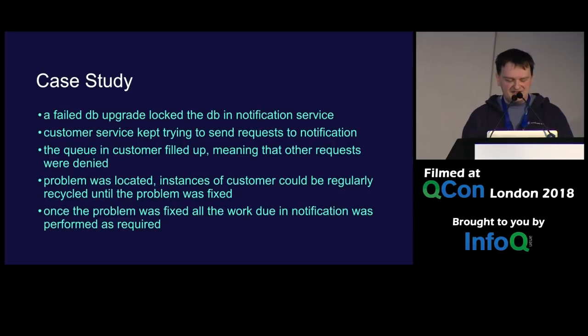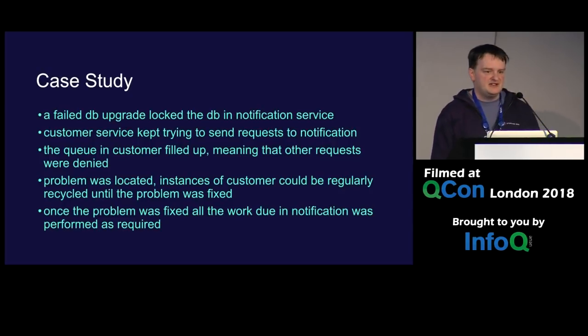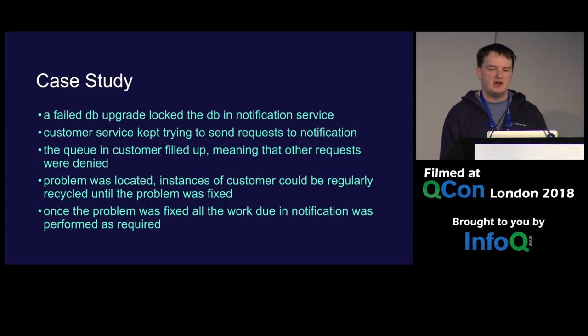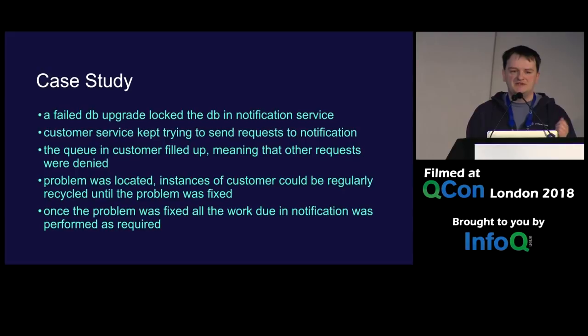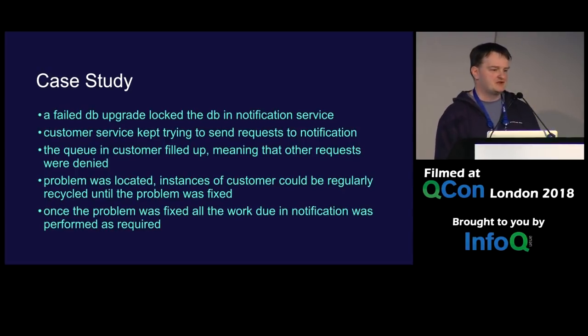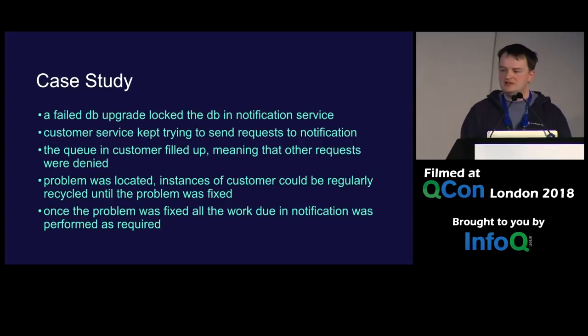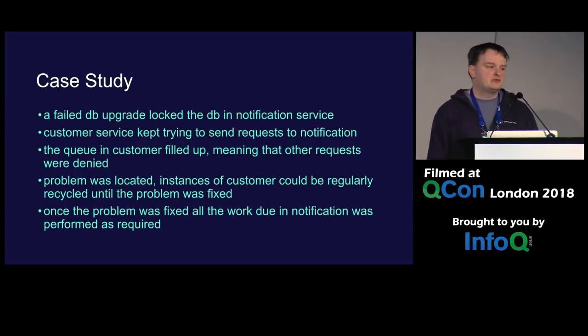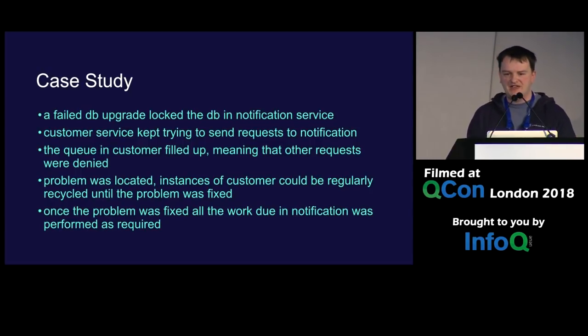So, a case study of this is something that happened to us, I think it was about a month or 2 ago. There was a failed DB upgrade in one of our services called Notification. And as you can guess, Notification is responsible for sending out notifications to customers, either via email or via a message in app or what have you, to say, your payment has been made, or you're running out of money, or something like this. There was a failed DB upgrade which locked the notification database. So it couldn't do anything.